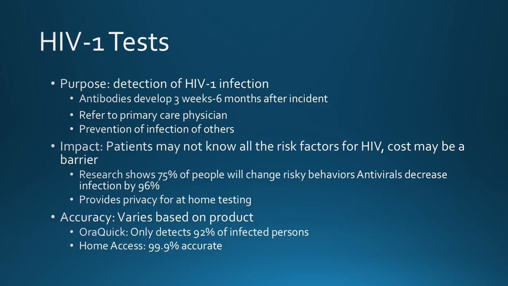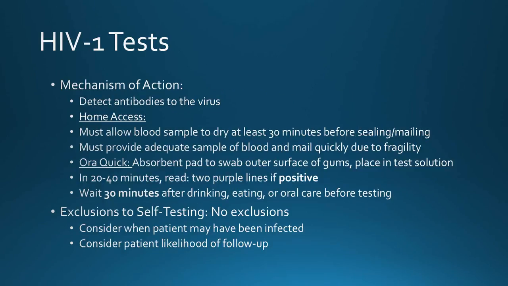Your home access test is going to have a higher efficacy. It's going to be about 99.9% accurate, but that's a blood test that the patient has to complete and then mail away. When looking at our mechanism of action, all of them are going to detect antibodies to the virus, but there's different methods to do so.